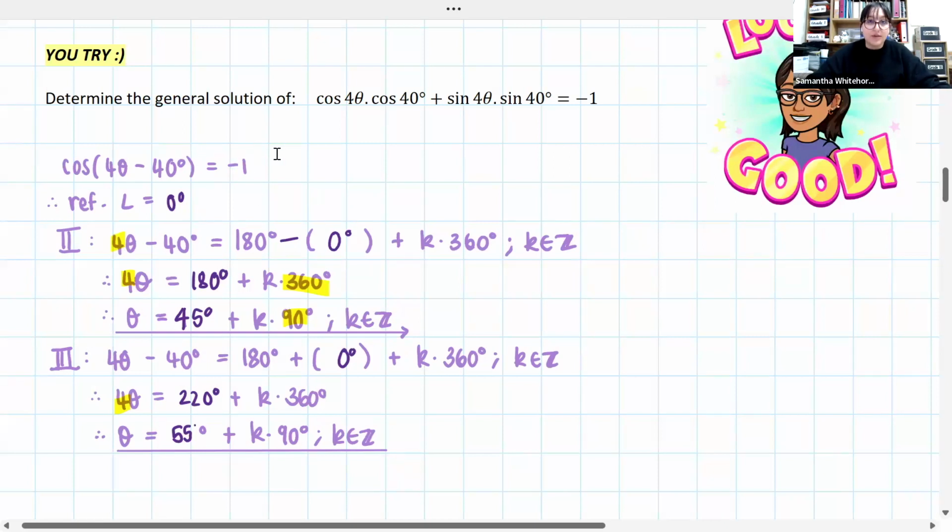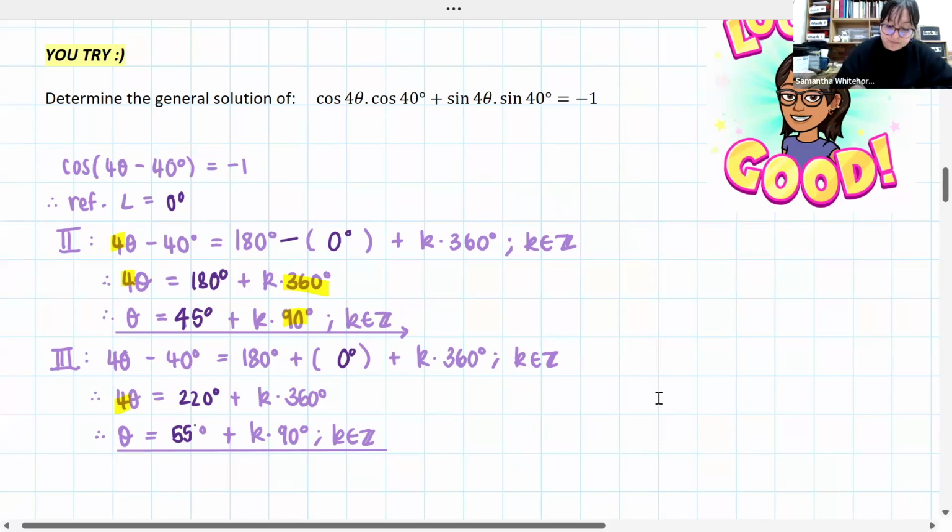Now we go back to the ratio, which was -1, and we decide based on the sign what quadrant I'm working in. It's negative, cos is negative in quadrant 2 and 3. So we apply the reductions appropriately. Quadrant 2 is 180 minus the reference angle. It's 180 minus 0 degrees. 180 minus 0 is obviously just 180.